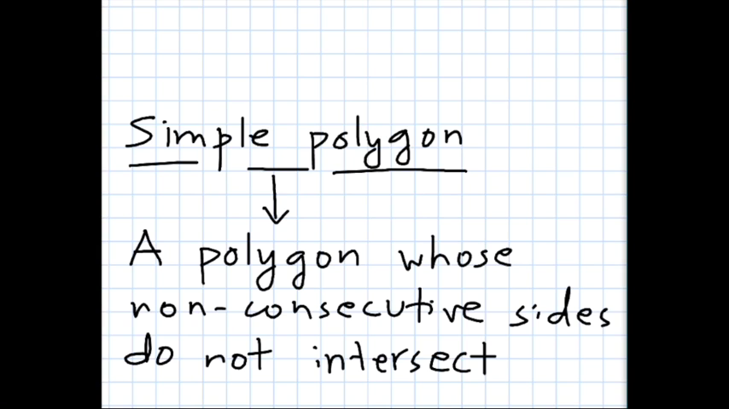Hello, so in this video we will talk about the statement and proof of Pick's theorem. Before that we need to define a simple polygon. A simple polygon is a polygon whose non-consecutive sides do not intersect. So straightforward enough.